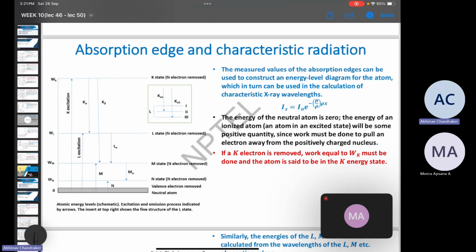So one practical use of the absorption edge is that by experimentally seeing at what wavelengths the absorption edges occur, we can get a sense of the energy levels of the atom for different cases. For example, what is the energy level associated with removal of an electron from a K shell or from an L shell? That we can get from knowing the energies associated with the K absorption edge and L absorption edge.